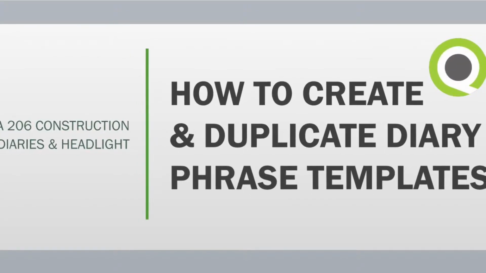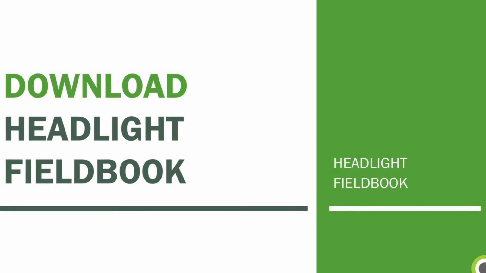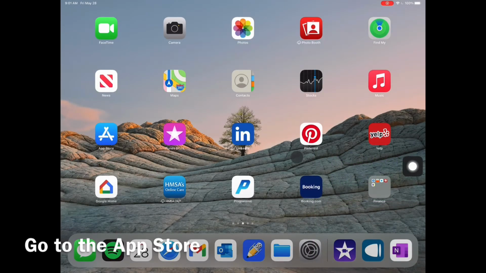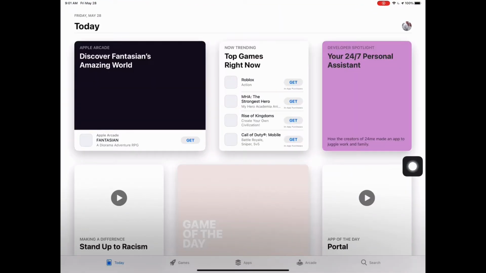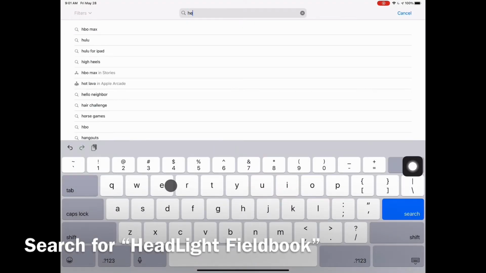This is how to create and duplicate diary phrase templates. We're gonna start with downloading Headlight Fieldbook. So first, let's go into the App Store. Then we're gonna click on the bottom right of the App Store to search, and in the search bar, type in Headlight Fieldbook.